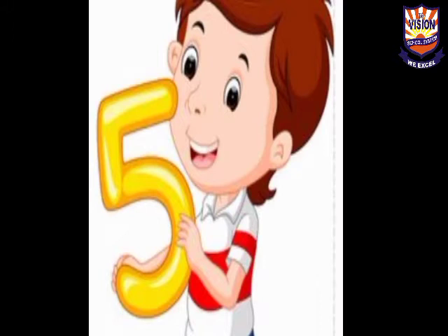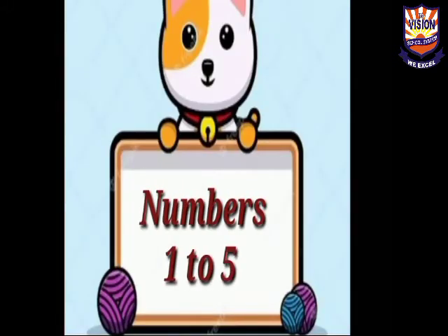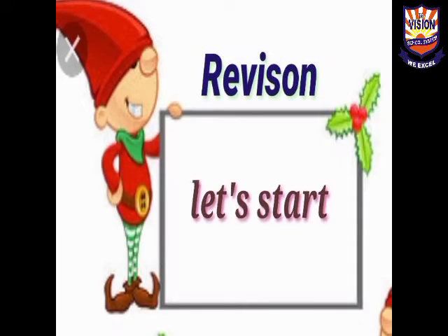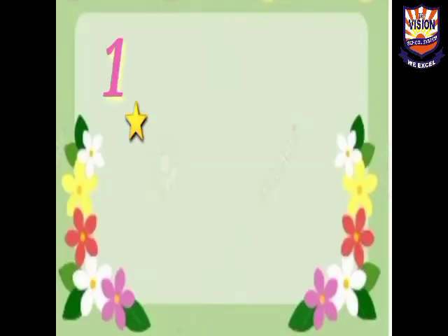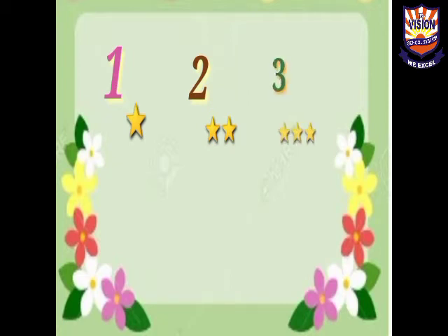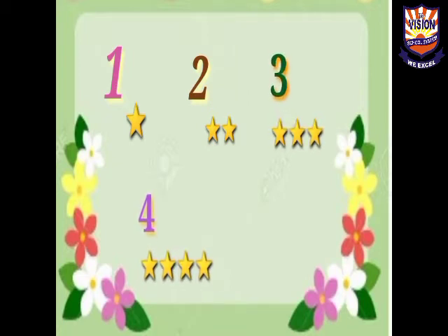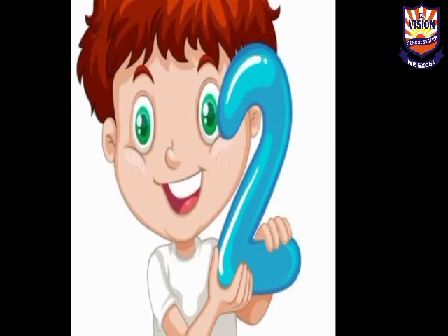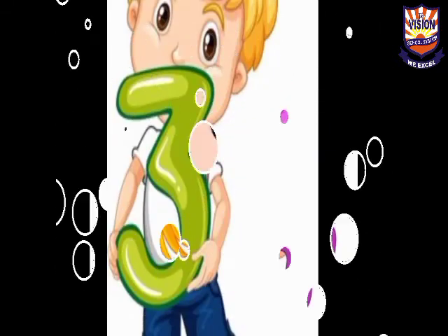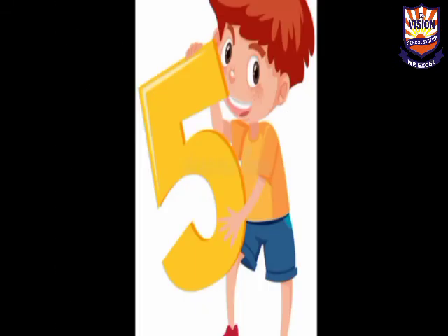We have learned numbers tracing 1 to 5. Now we have a quick revision. Let's start. Start from number 1. 1, 2. What comes after number 2? 3, 4, and number 5. Let's repeat it again. 1, 2, 3, 4, 5.